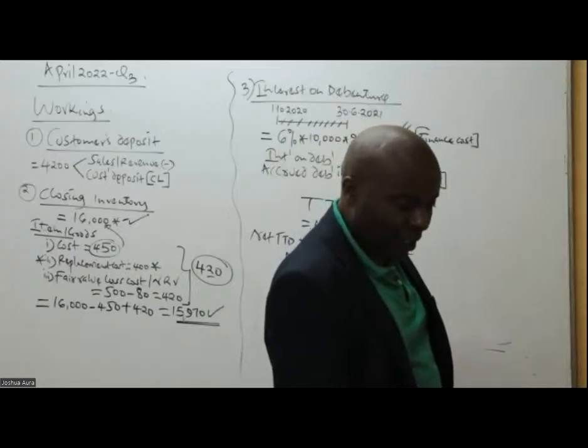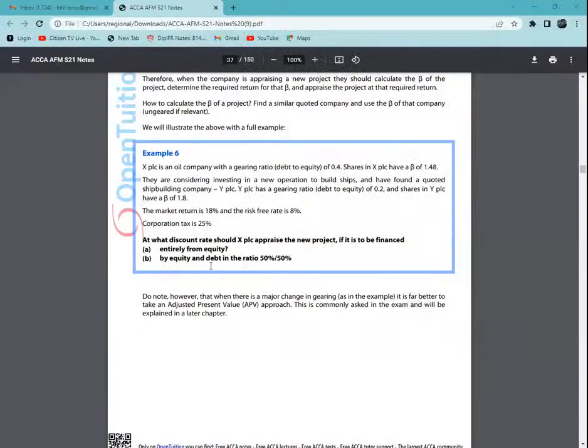So we are now aware that the relevant beta is the beta of the new industry. We are told they are considering investing in a new operation to build ships, and they have found a quoted shipbuilding company like that. The market return is 18% and the risk-free rate is 8%.